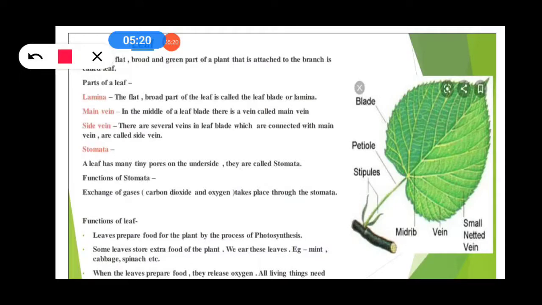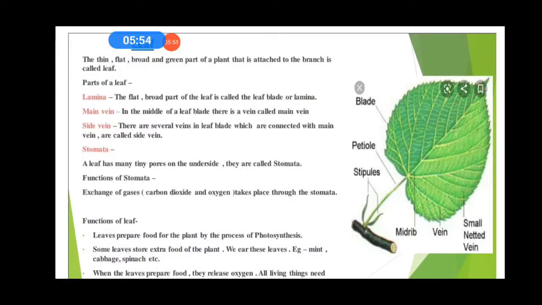Okay. So here this portion is leaf blade or lamina. This green portion. Next, main vein. In the middle of a leaf blade there is a vein called main vein. So it is the main vein of this leaf. Next, side vein. There are several veins in leaf blade which are connected to the main vein are called side veins. Here these are side veins.